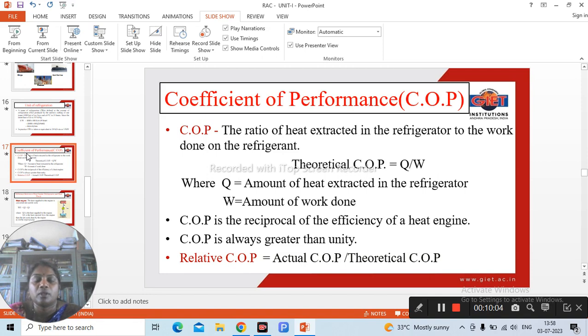refrigerant. So the theoretical COP is Q by W, where Q is the amount of heat extracted in the refrigerator and W is the amount of work done. Another point to observe: COP is the reciprocal of the efficiency of the heat engine, so this value is always greater than unity. The relative COP is the ratio of actual COP to theoretical COP.